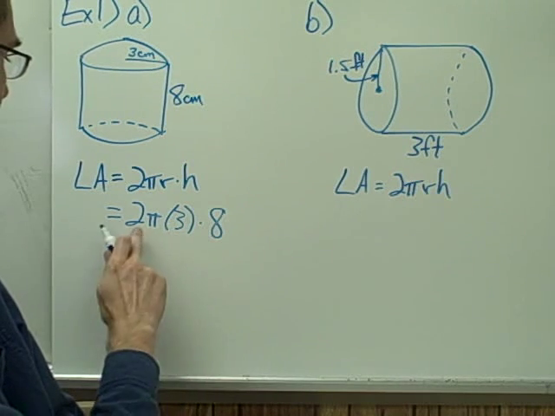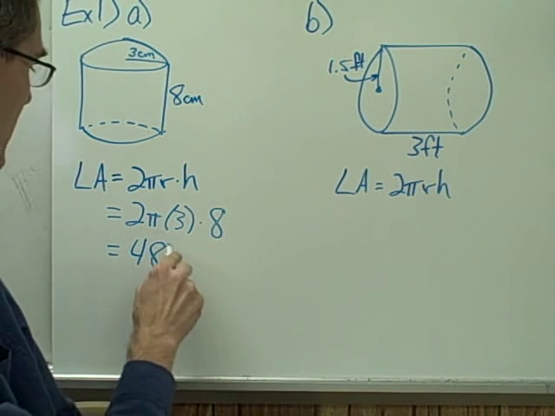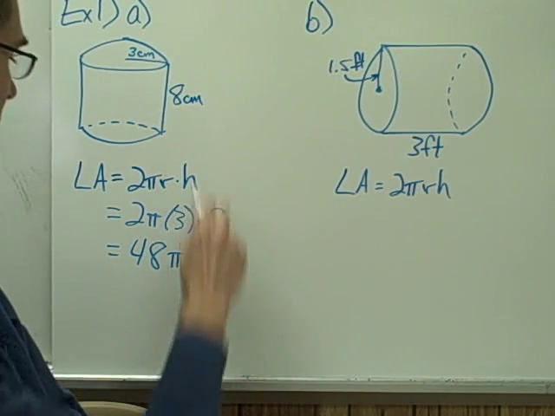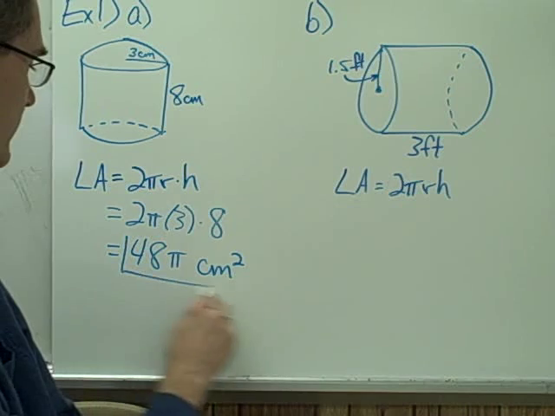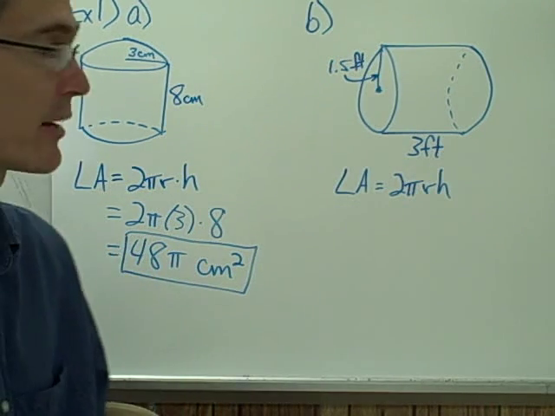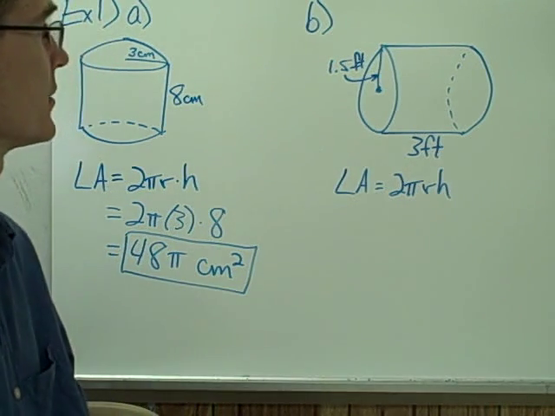Let's see, 3 times 8 is 24. 2 times 24 is 48. So I get 48 pi. And my units are going to be centimeters squared. And that's the lateral area of that cylinder.